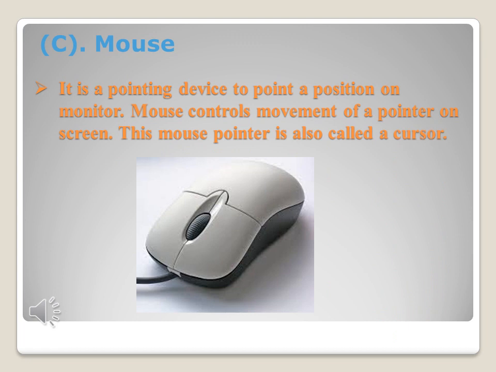Next is the mouse. It is a pointing device which is used to point a position on a monitor. Mouse controls the movement of a pointer on a screen. This mouse pointer is also known as the cursor. When we are typing, the cursor blinks continuously, or sometimes the symbol just looks like an arrow.